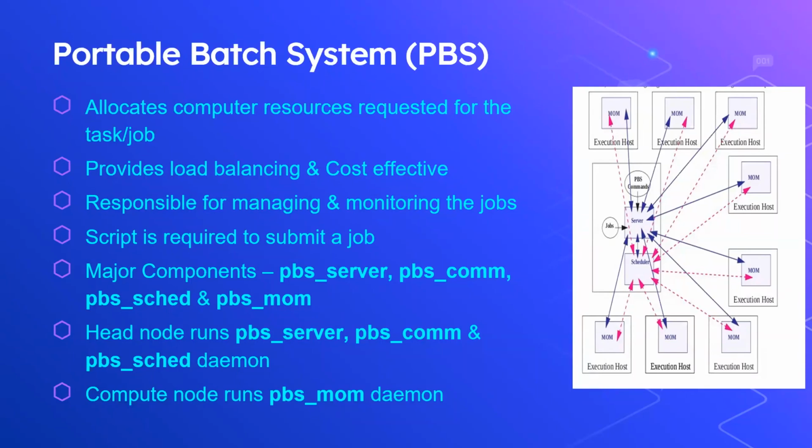So how PBS works: it has four major services, PBS server, PBS communication, PBS scheduler, and PBS mom. The PBS server, PBS communication, and PBS scheduler services have to run in the master node, which enables us to launch our jobs from our user ID. And compute nodes have to run the PBS mom daemon, which will execute our code in all the compute nodes, put it together, and get back to the server.